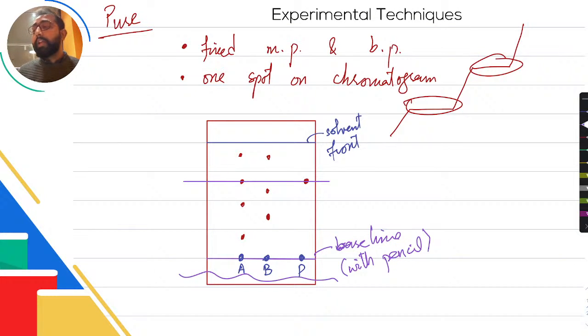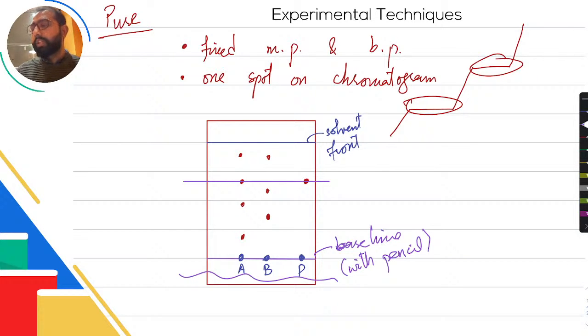Now the second way, which is more rigorous, is if I want to know if it has it, then what I will do is I will calculate the RF value. I'll measure the RF value of paracetamol, and then I will find the RF value of these spots in A, and then I will know that if the RF value matches, then it has used the drug.